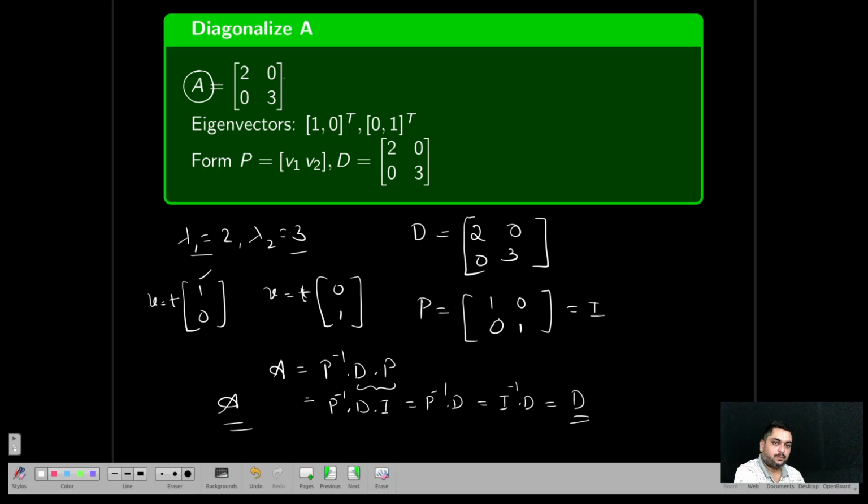So we'll solve many more examples. Don't worry. On all the concepts you have learned, we'll solve at least some more problems so that you get more practice.